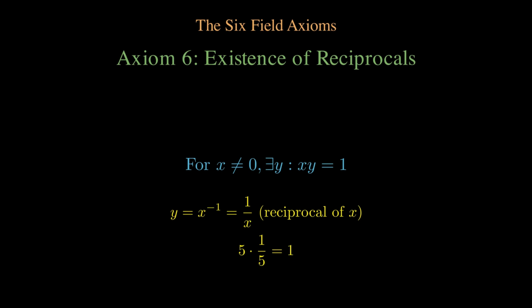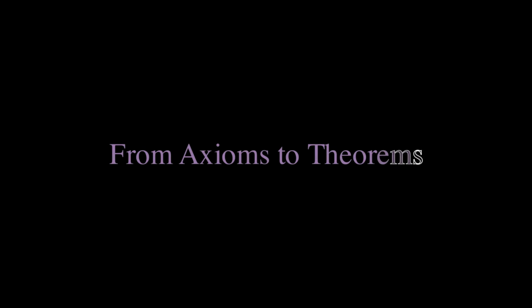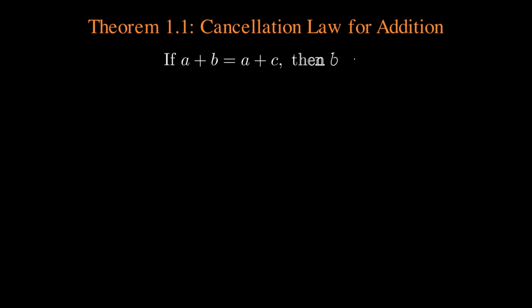Because 5 times 1/5 equals 1. These 6 axioms might seem simple, but they're incredibly powerful. From them, we can prove every algebraic rule you've ever learned. Let me show you how. Let's prove Theorem 1.1, the cancellation law for addition. It states, if a plus b equals a plus c, then b equals c. This seems obvious, but we need to prove it using only our axioms.